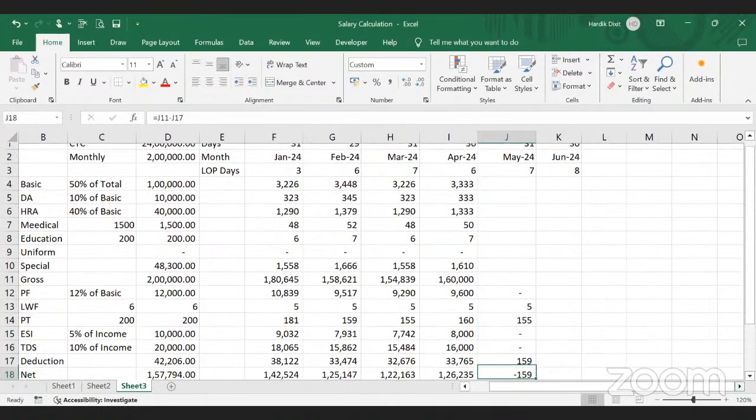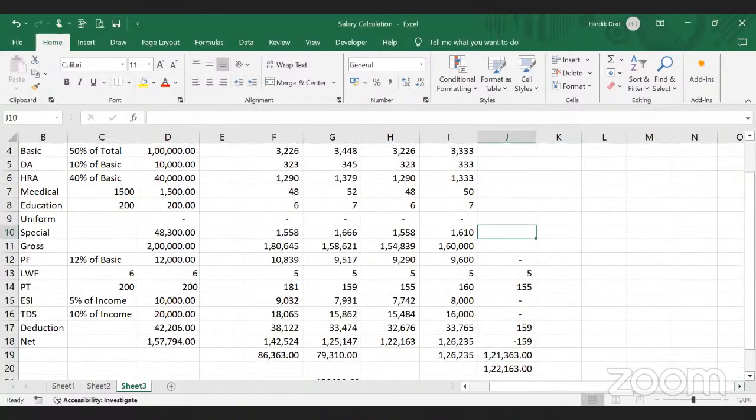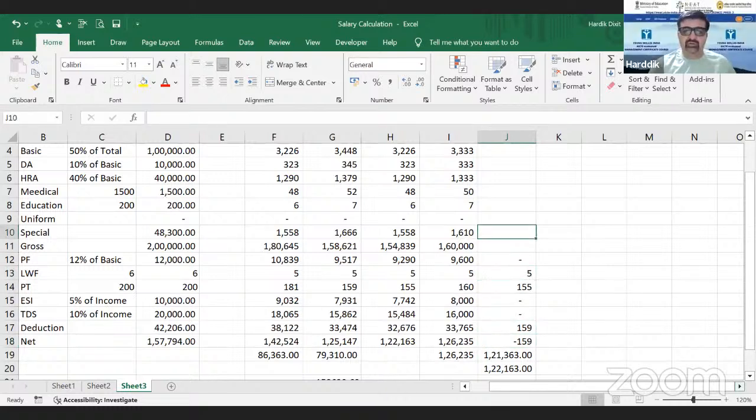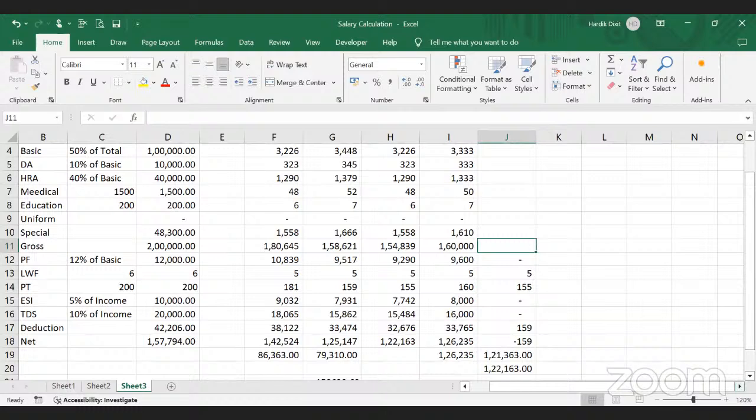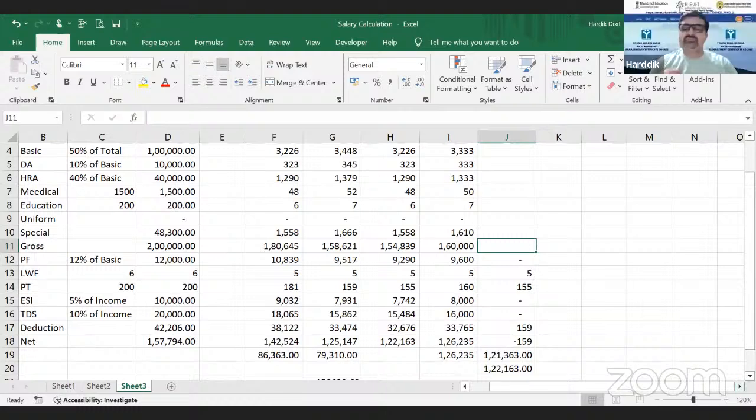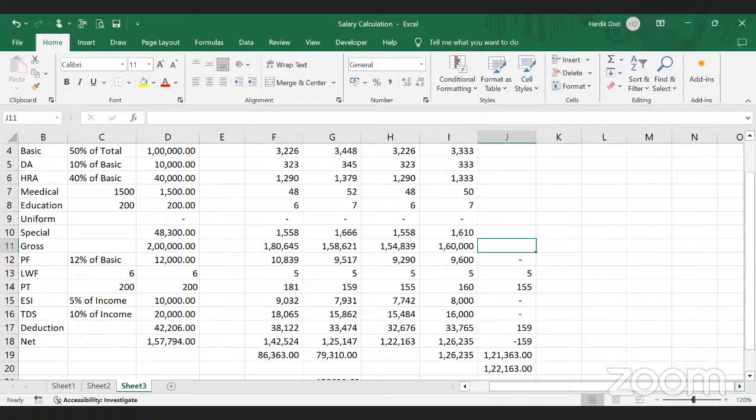Sir, after getting the deduction, what do we have to do? We have to subtract it from the basic salary. No, no. You have to take it from gross. Okay, sir. Gross minus deduction becomes your net. Okay, sir.